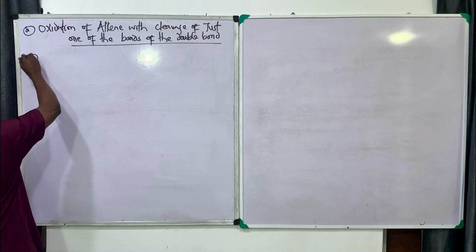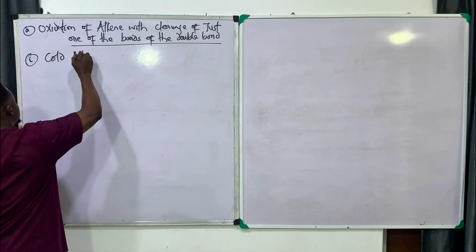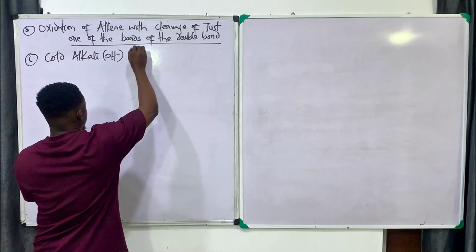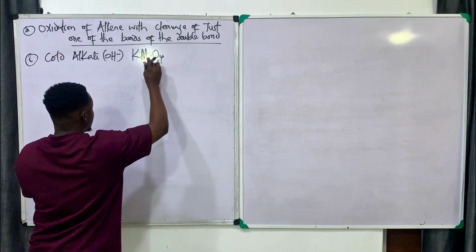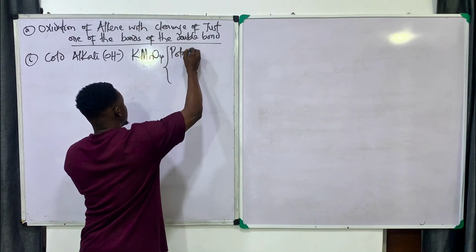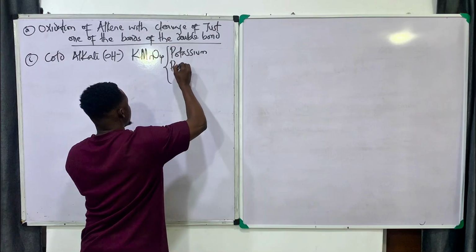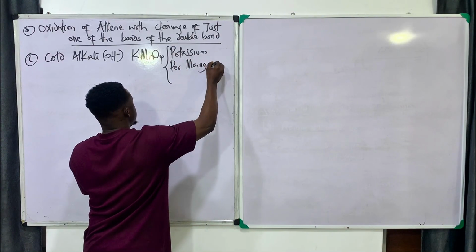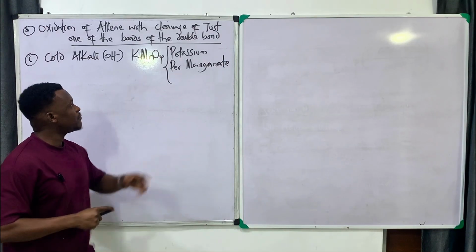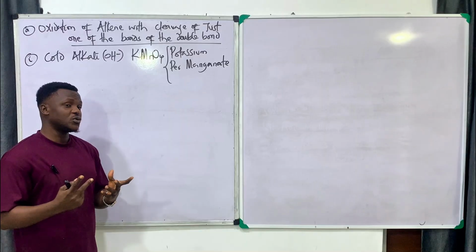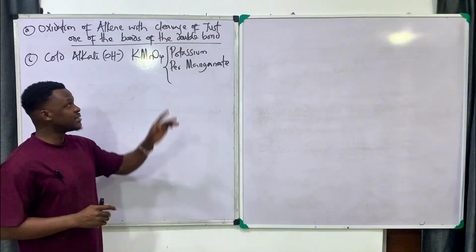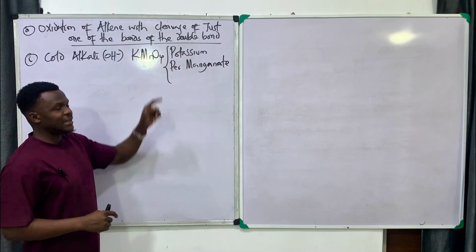Let's say the first one is cold alkaline. This alkaline most times can be represented using OH, KMnO4. Now KMnO4 can be named potassium permanganate or potassium tetraoxomanganate 7. These are the two common ways. The most common one is potassium permanganate. The IUPAC name is potassium tetraoxomanganate 7.